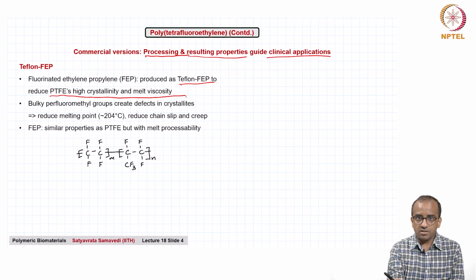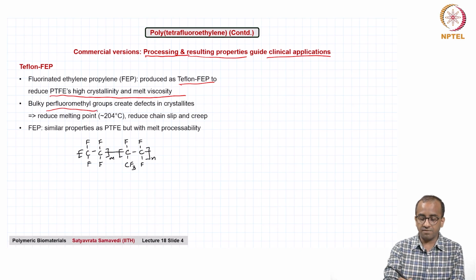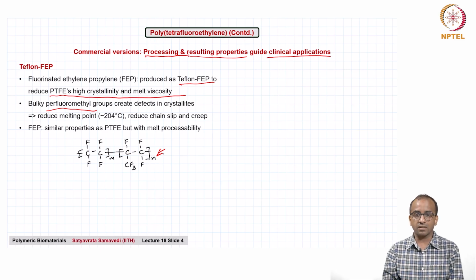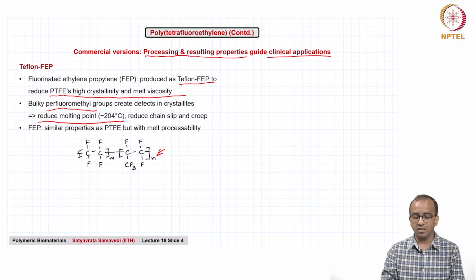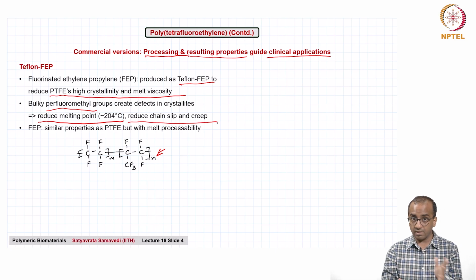And the way this melt viscosity can be reduced is through the introduction of perfluoromethyl groups, which create defects as shown here. The introduction of these groups every now and then introduces defects in the crystallites, meaning the chains are not as tightly packed, which ensures that you can reduce the melting point quite a bit, and it also reduces chain slip and creep, which are again problems we saw with traditional PTFE.